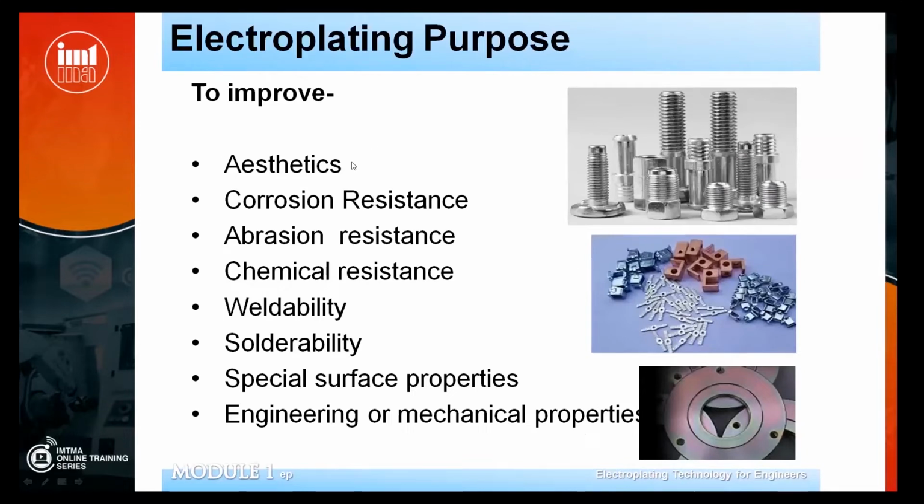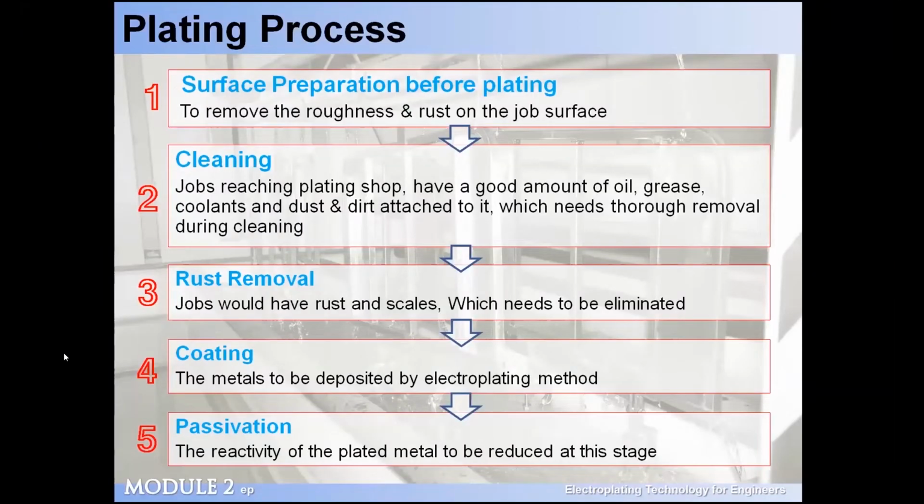Electroplating purpose: to improve aesthetics, corrosion resistance, abrasion resistance, chemical resistance, weldability, solderability, special surface properties, and engineering or mechanical properties also. So now in the plating process, the first one you have is surface preparation before plating. This is to remove the roughness and rust on the surface.